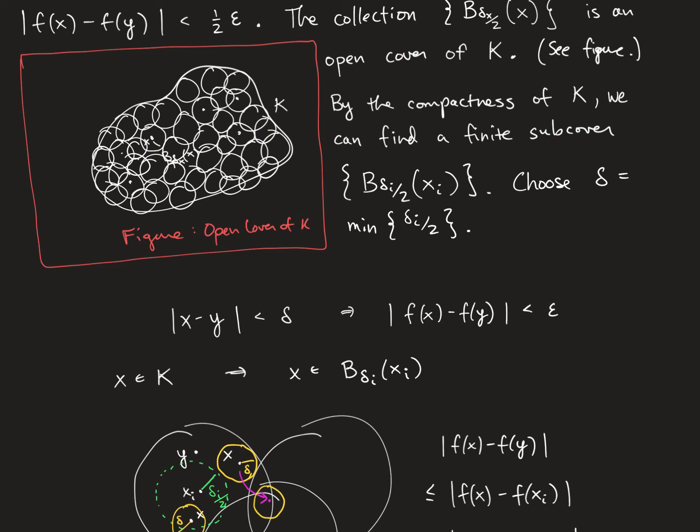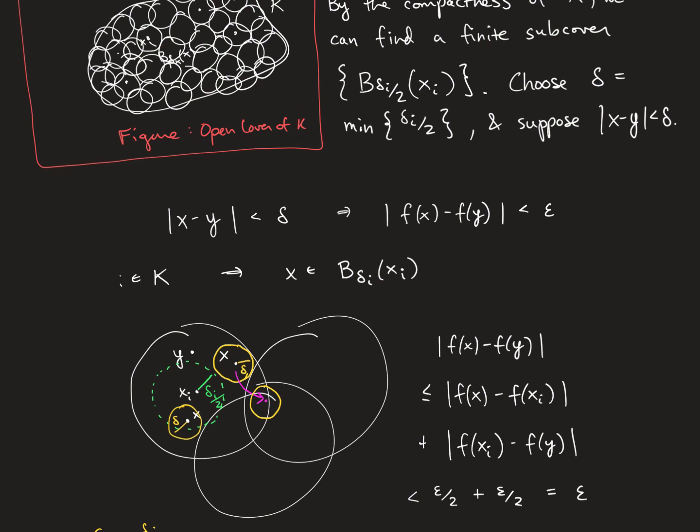So now, suppose, or maybe this is better phrasing: choose delta equal to that, and suppose that x and y are within that delta of each other. Okay, we have to show that f of x and f of y are within epsilon. And I'll keep the picture in case I need to reference it for now. So x and y are within delta.